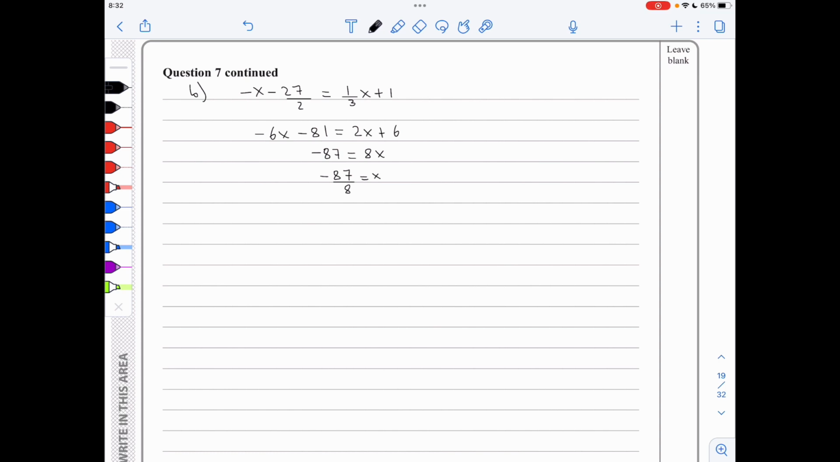And the other x value will be given by x minus 13 over 2 is equal to a third x plus 1. Again, multiplying by 6 leads to 6x minus 39 is 2x plus 6. And therefore, we have 4x is 45. So x is 45 over 4.